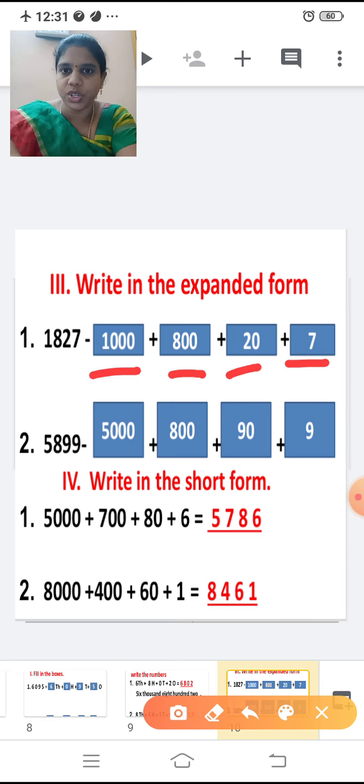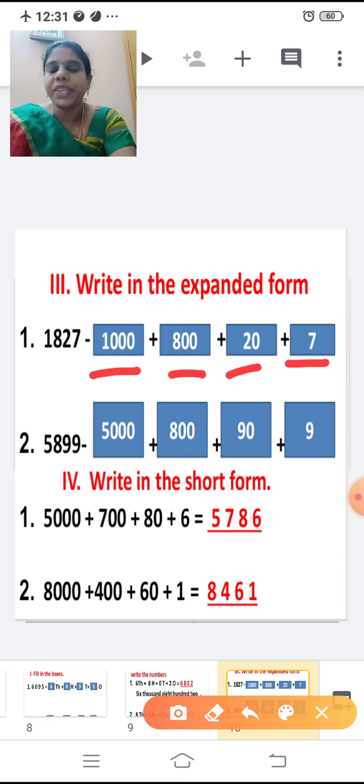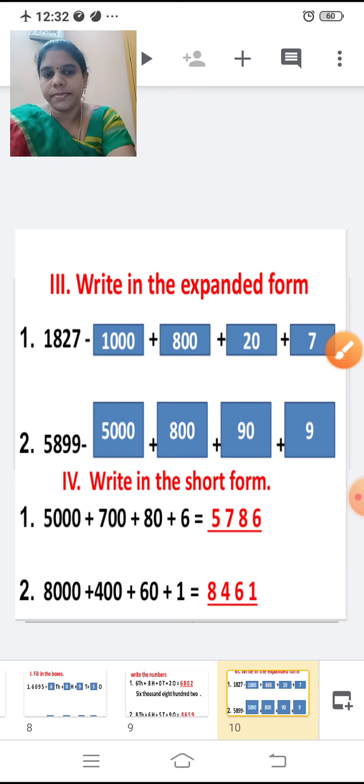I'll repeat it one more time. It is the sum of the place value of the digits, right? So 1 is in thousands place. So 1 into 1,000, 1,000 plus 8 is in hundreds place. So 8 into 100, 800. Then plus 2 is in tens place. 2 into 10, 20 plus 7 ones. 7 into 1, 7. Next sum.